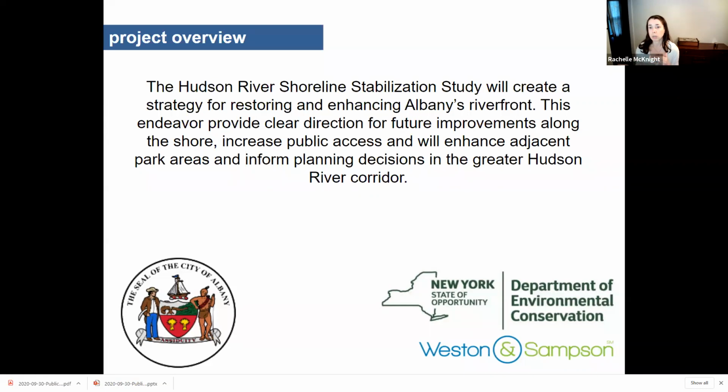That doesn't just mean ecological restoration and shoreline stabilization, but also how do we provide equitable access to the riverfront and make it a much more enjoyable place? It's already awesome, but we want to make sure that people have greater access to it in the years to come and can enjoy it even more.